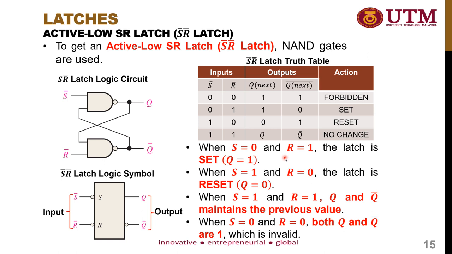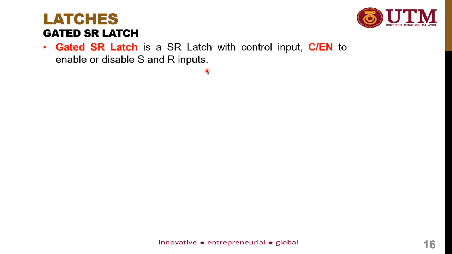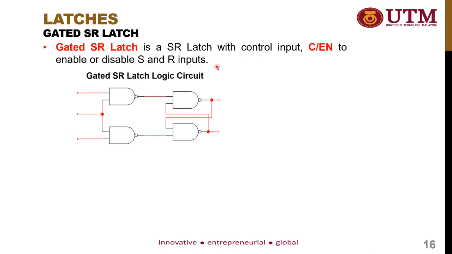Okay? So, let's move to the next type of latch, which is the gated SR latch. So, what is actually the gated SR latch? The gated SR latch is an SR latch with a control input, control or enable, to enable or disable the S and R inputs. So, basically, the gated SR latch only has an additional input, which is control or enable. Usually we use either of two annotations, C or EN. And we also have S and R, which are set and reset.